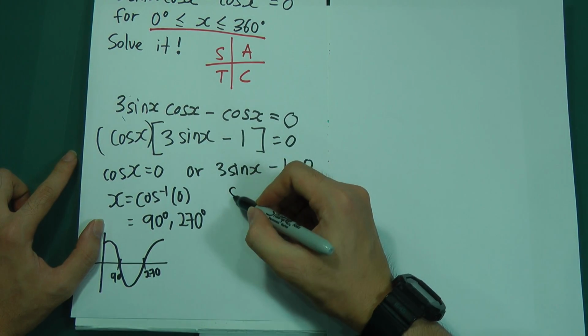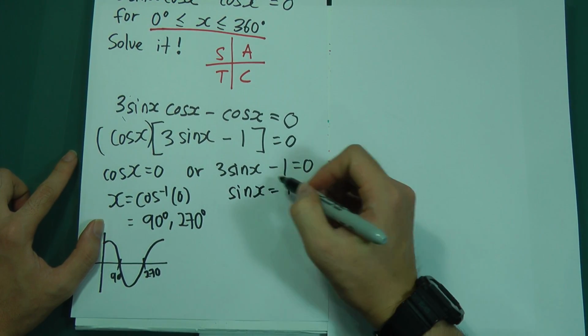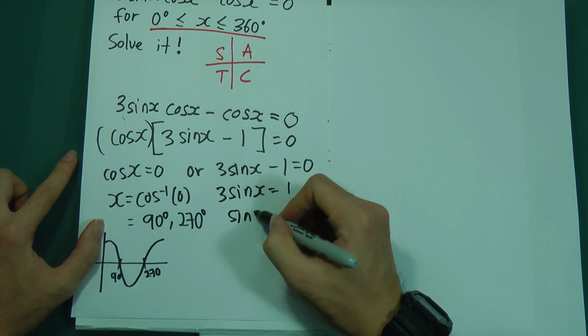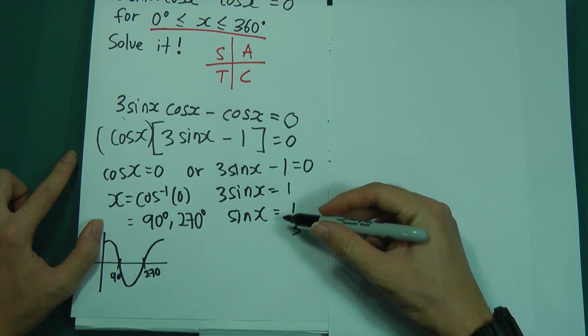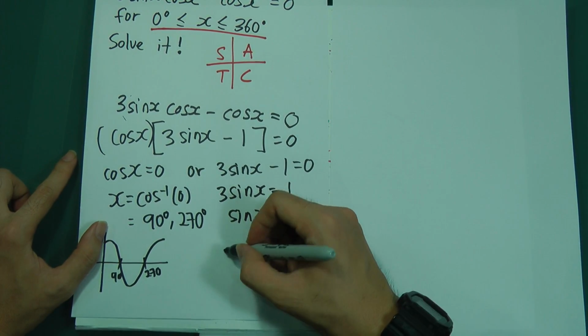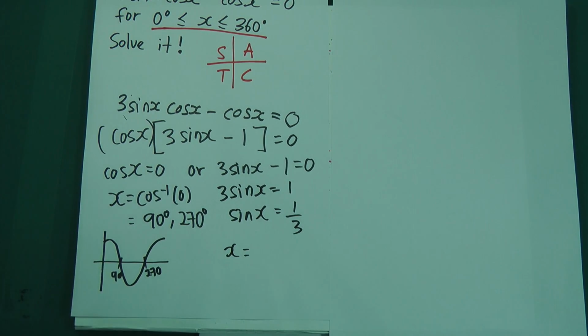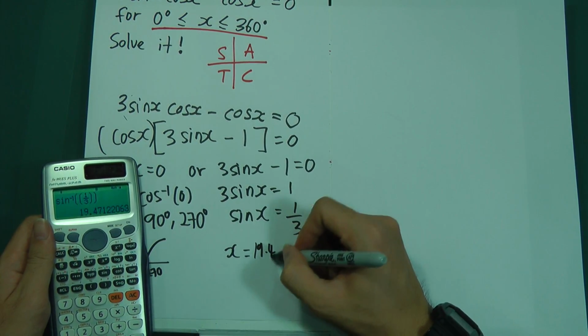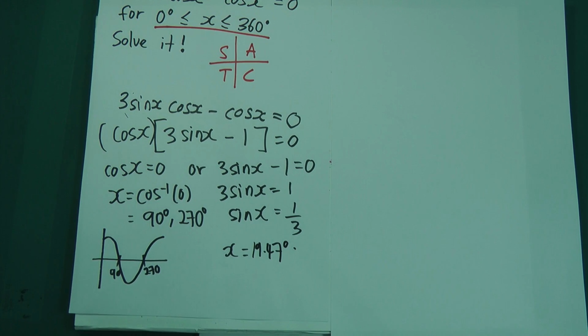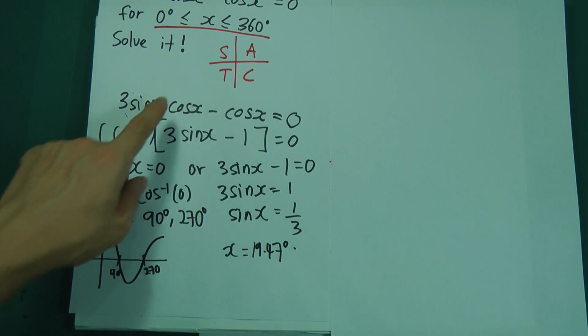I move the -1 to the other side, so I get 3 sin x equals 1. The 3 moves to the other side and becomes over 3, so sin x equals 1 over 3. Then you just press your calculator: shift sin, bracket 1 over 3. The angle you get is 19.47 degrees. A lot of students think this is the only angle, but then what is the purpose of the range?